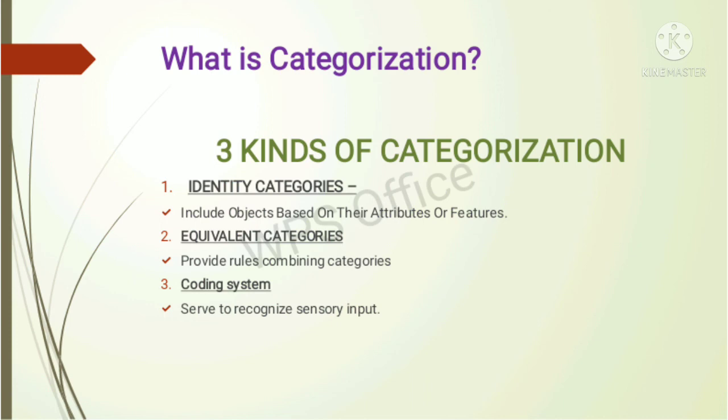So what is categorization? According to Bruner, he believed that perception, conceptualization, learning, decision making and making inferences all involve categorization, and there are three types. The first one is identity categorization. The second one is equivalent categorization. The third one is coding system. Identity categorization groups objects based on their attributes or features. Equivalent categorization provides rules for grouping categories. And the coding system serves to recognize sensory input.